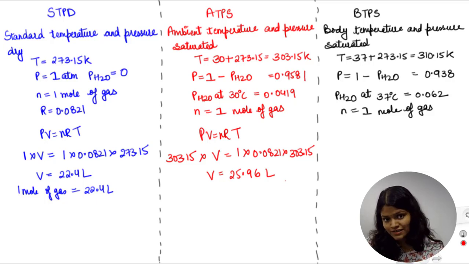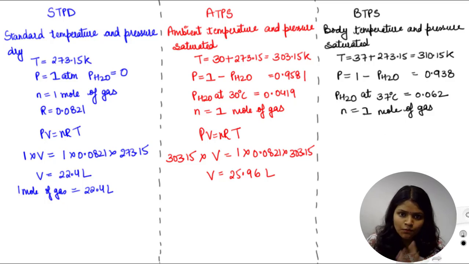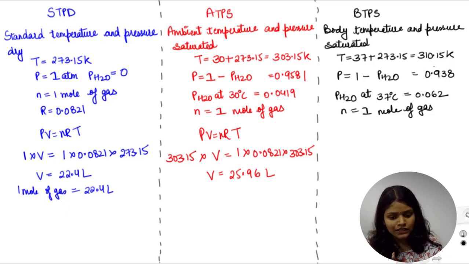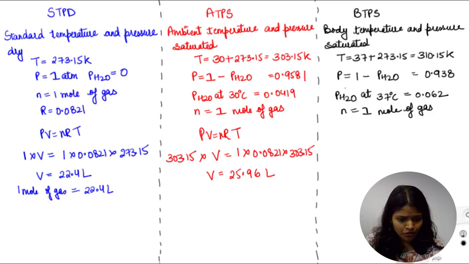This is what we have already discussed, and this is how we have proved it. Now what happens in the body? We are putting the conditions inside the body, which is the temperature as 310.15 Kelvin, and for the pressure we subtract the partial pressure of water at 37 degrees Celsius, which is 0.062, from 1 to get the dry air pressure at body temperature, and the number of moles is the same, only 1 mole of gas. So again the same formula, and we are going to put all these values here.